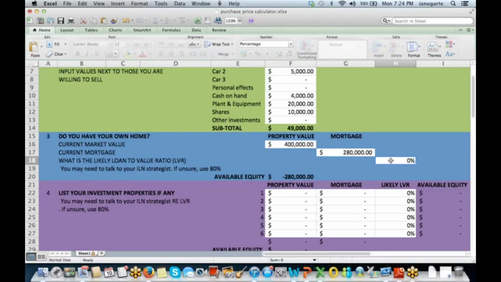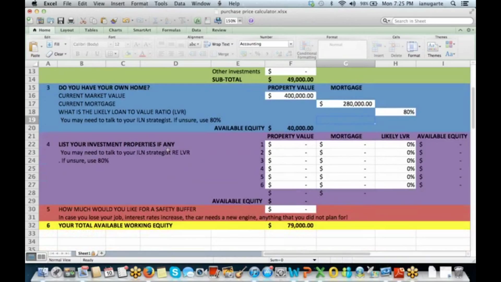So let's just say for the argument here that we can do an 80% loan, so I'm just an above average person, and it will calculate that I've got $400,000 in property value. The loan that I've currently got is 280. Now at 80%, I can do the maths in my head: at 80% on 400, I can get a loan of 320. The difference between 320 and 280 is $40,000. This automatically calculates how much available equity I've got in that property to draw upon to use for investment purposes.